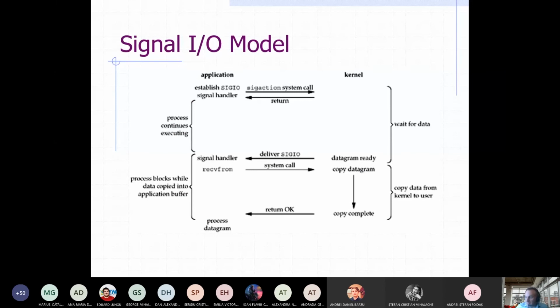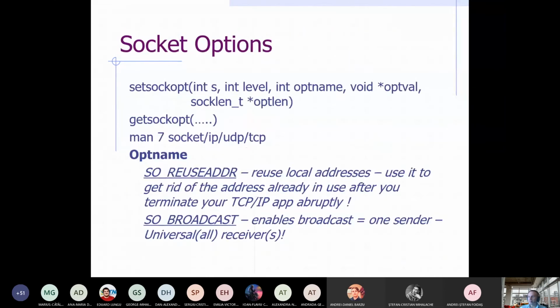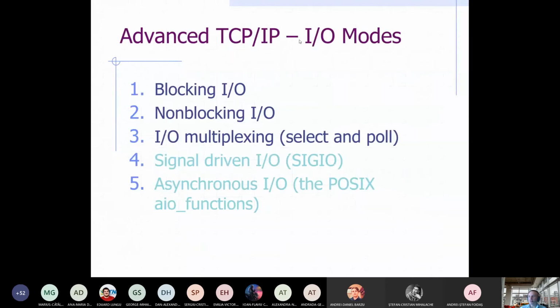Let me do a short briefing on what we are going to continue studying. We stopped last time at these parts with input-output mode. We've seen the set socket option with reuse address and broadcast. And we'll see today the last part from the input-output mode.